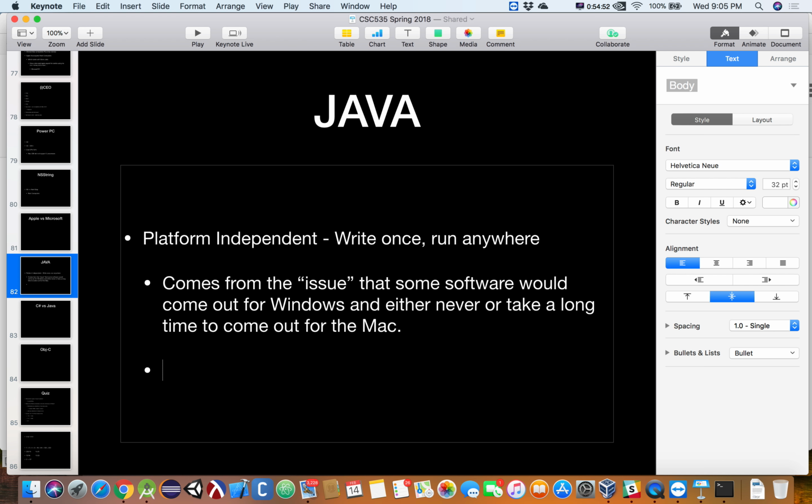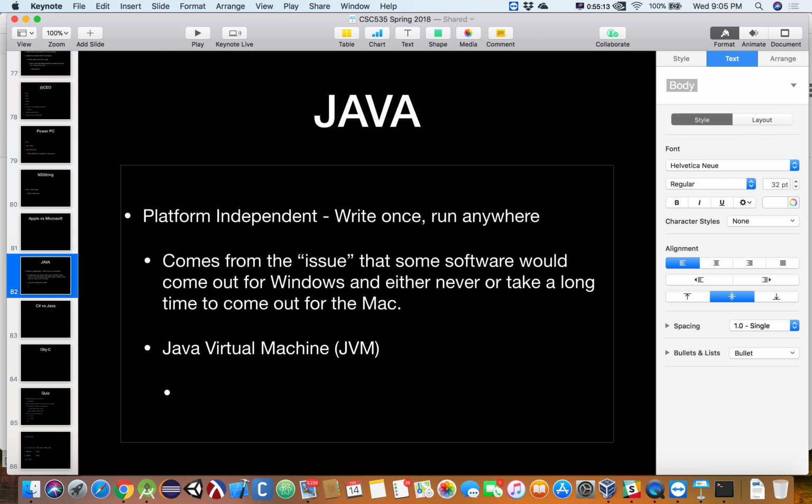But how does Java accomplish this? It accomplishes it through something called the Java Virtual Machine, JVM. How many of you have heard of that before? What is the Java Virtual Machine? There are a lot of things we've heard of that we don't necessarily know what they do, right? Anybody know what the Java Virtual Machine is? That's not entirely incorrect. It's not what's actually happening under the hood, but the end result is something along those lines.